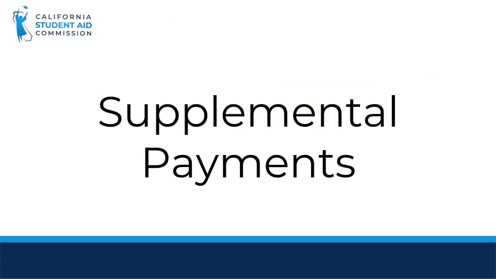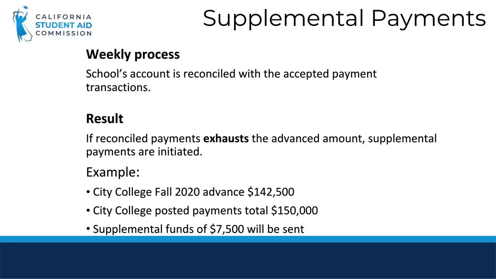Let's take a look at the supplemental payment process. The second method for schools to receive Cal Grant funds is through supplemental payments. These payments are based on the student payments posted after the term advance has been disbursed. Looking at this example of City College, if their fall advance is $142,500, but they posted in total $150,000, the Commission would then process $7,500 as supplemental funds. Each week when payments are posted, the Commission will process supplemental funds, and schools should have funds in less than 2 weeks.